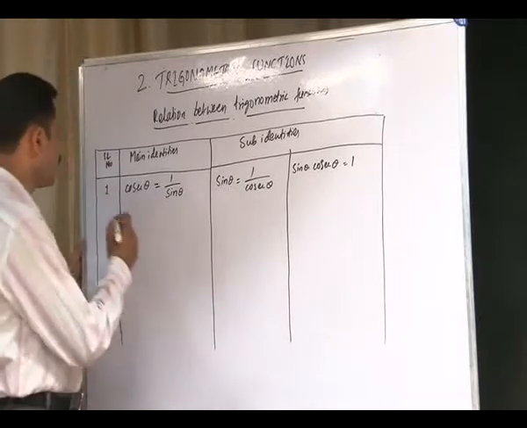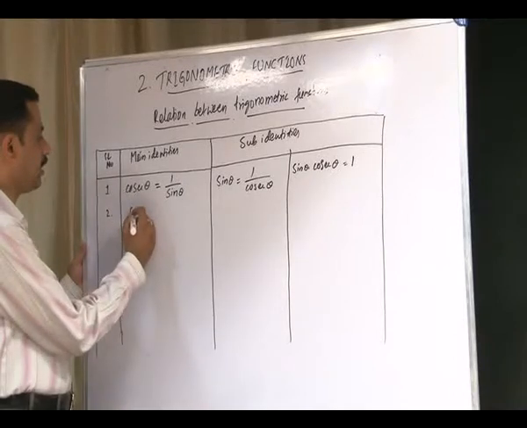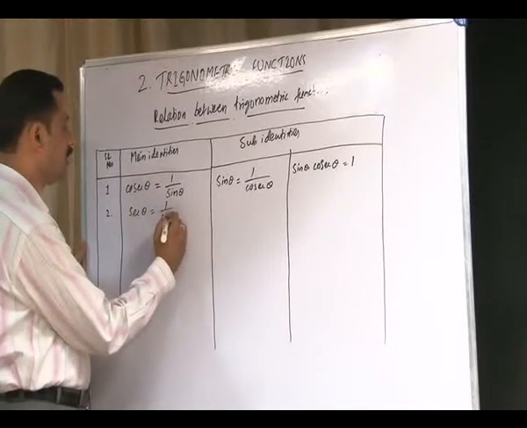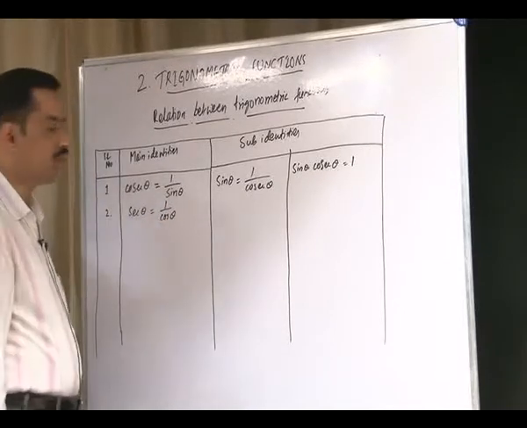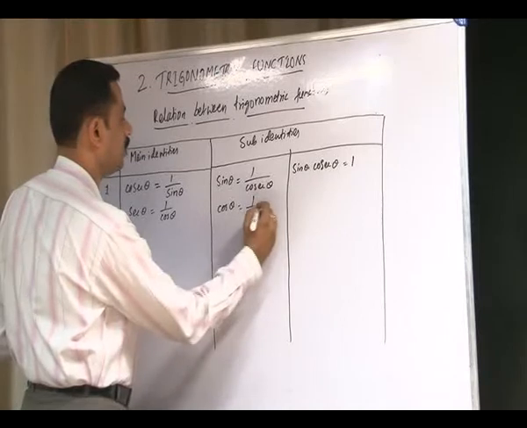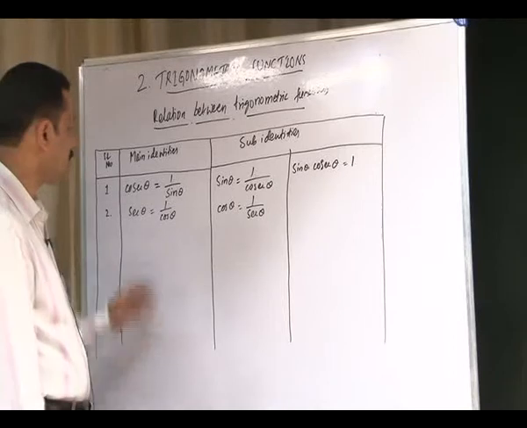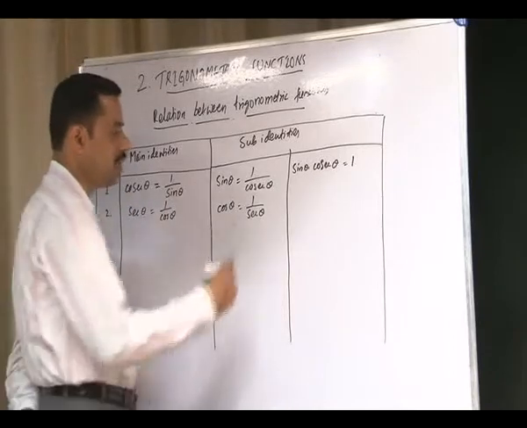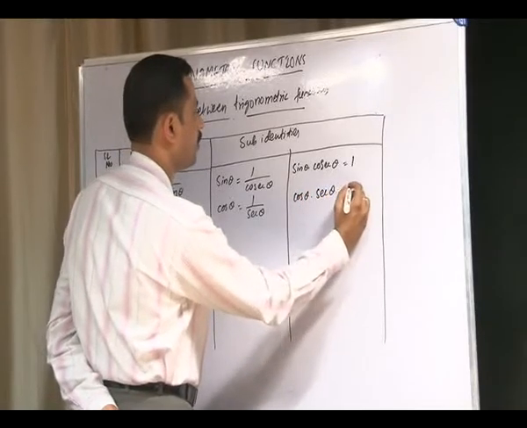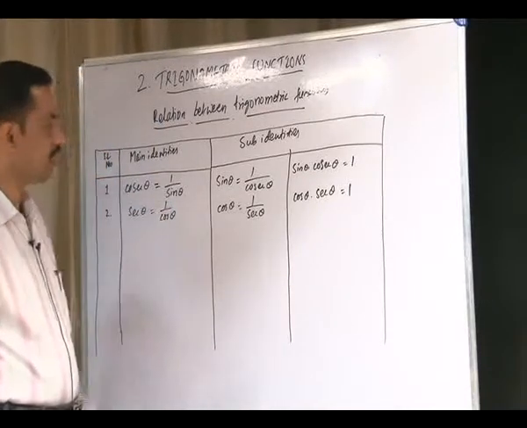Next, the second relation. I will write this as secant theta. Secant theta is equal to 1 over cos theta, or you can write cos theta is equal to 1 by secant theta, that is the reciprocal of secant theta gives cos theta, or the reciprocal of cos theta gives secant theta. Or you can write cos theta into secant theta is equal to 1. This is the second relation.